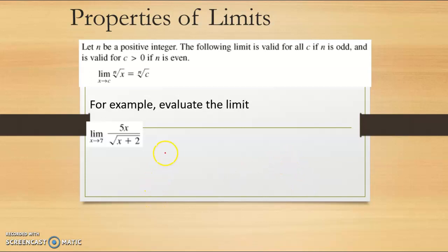Next, if it is a square root function, still we can apply the same approach, the direct substitution. Square root of 7 plus 2, 5 times 7, 35, divided by square root of 9. So square root of 9 is equal to 3. So the answer is 35 over 9.